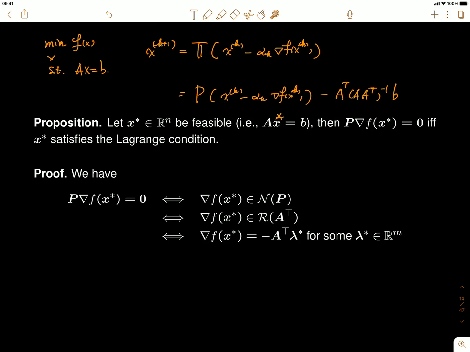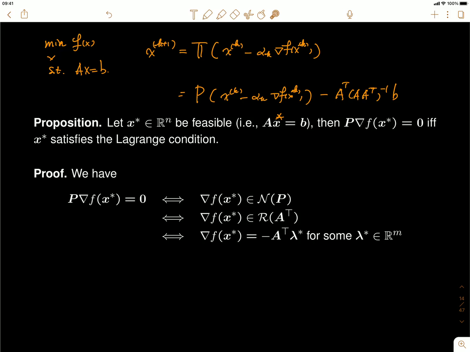All right, so let's see why that's true. We want to show that this is a necessary and sufficient condition for x star satisfying the Lagrange condition. If this is equal to 0, meaning that this is in the null space of P, right? And it's in the null space of P if and only if it is inside the row space, the range of A transpose.